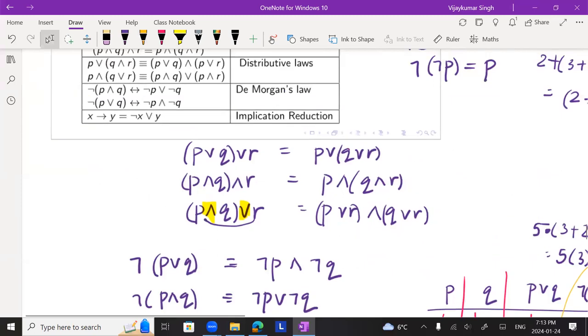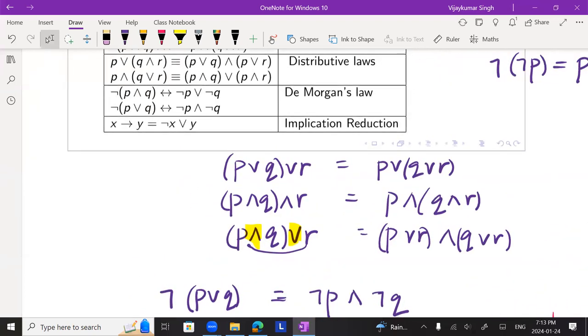So there are two De Morgan's Laws. You have negative of P and Q, or if you have negative of P or Q. So in De Morgan's Law, what happens? The negative comes inside, and then AND becomes OR, or OR becomes AND. Is that okay? Now, the next one is implication reduction. We have already seen this. We already showed this, right? P implies Q is the same as negative P or Q. So these two statements are also equivalent. So this is the idea behind the implication reduction. Is that okay? All right.